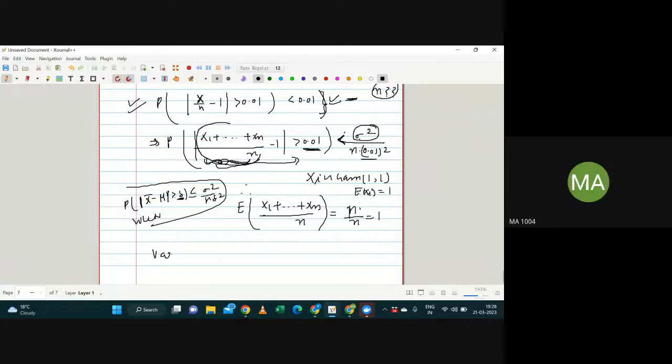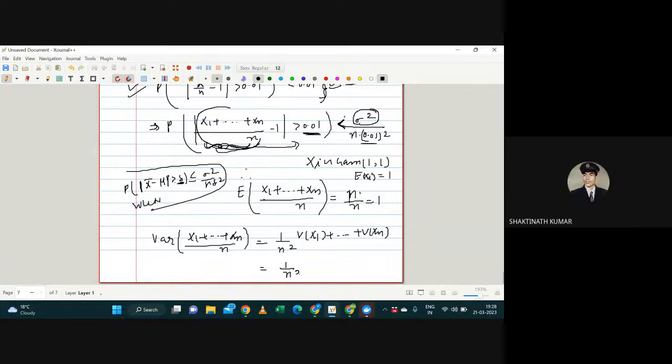What is the variance of x1 plus so on xn by n? 1 by n square times variance of x1 plus so on variance of xn, right? So 1 by n square into this thing will be what? N. So 1 by n we are getting. Is it okay or not? Tell me, what is this sigma square by n? This is the variance of x bar, right?